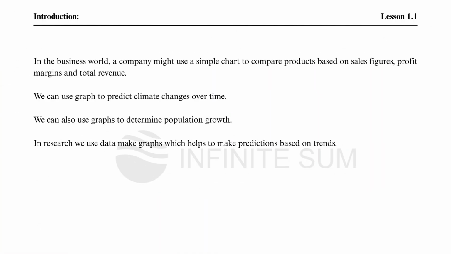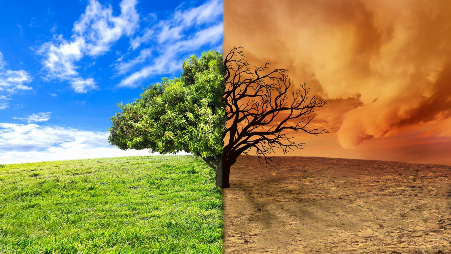Alright, in another scenario too, we can use graphs to predict climate change over time. So for example, over a period of 10 years, we can predict how the climate is going to look like, because climate change is the significance of 10 years.